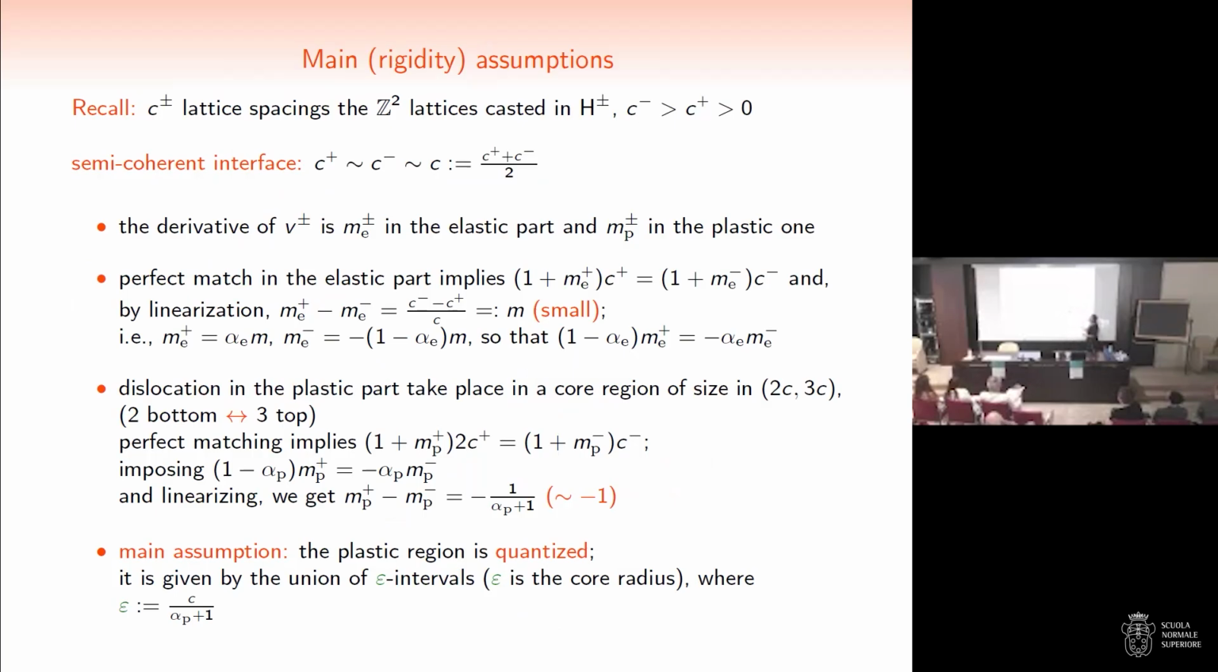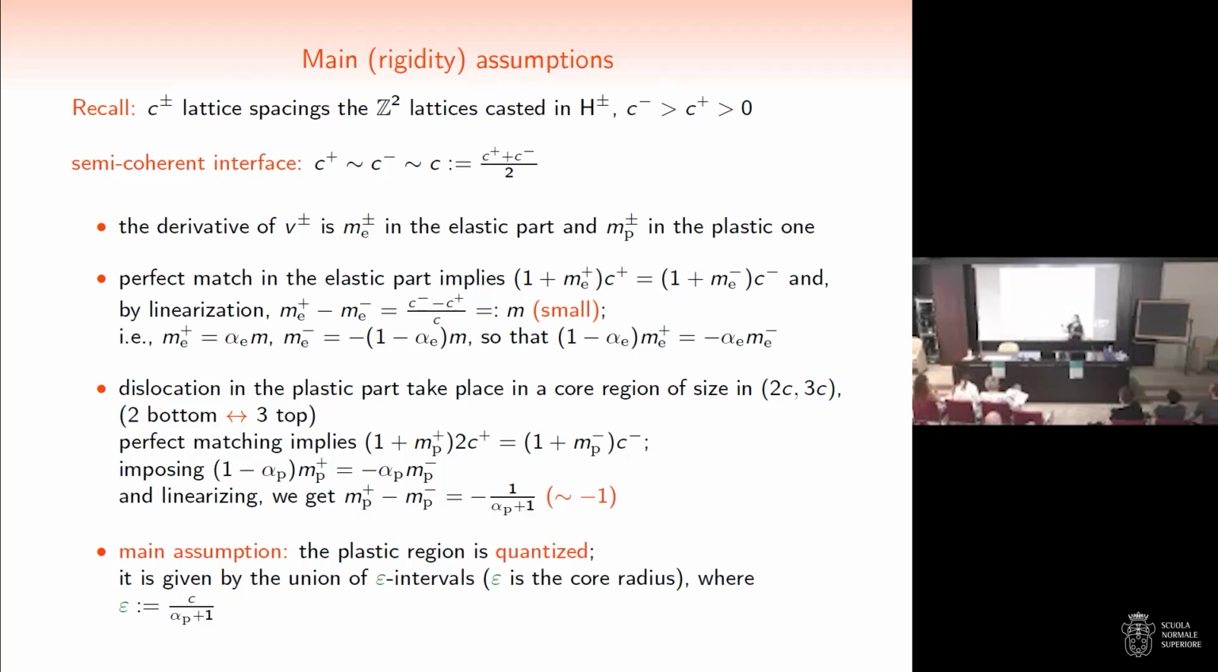Okay, so the first assumption that I have, the first rigidity assumption, is that the derivatives of the traces are constant in the elastic part and constant in the plastic part. I will denote these derivatives by M_E plus or minus, and M_P. Now, let me say once again what I said when I presented you the picture.